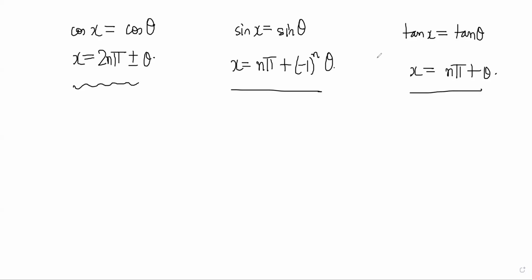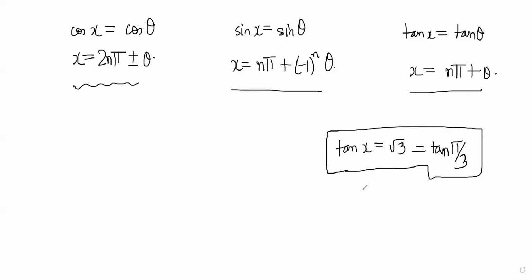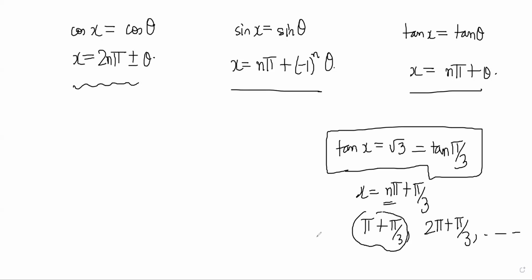You can check again for tan x. If tan x is equal to root 3, which is basically tan pi by 3, what are the possible angles of x for which this is true? Check the formula: n pi plus pi by 3. You can check different values of n. N is 0, it is giving pi by 3. N is 1, it is giving pi plus pi by 3. N is 2, it is 2 pi plus pi by 3. So you need to check whether tan of 4 pi by 3 is coming as root 3 or not. If it is coming as root 3, then our formula is becoming correct.